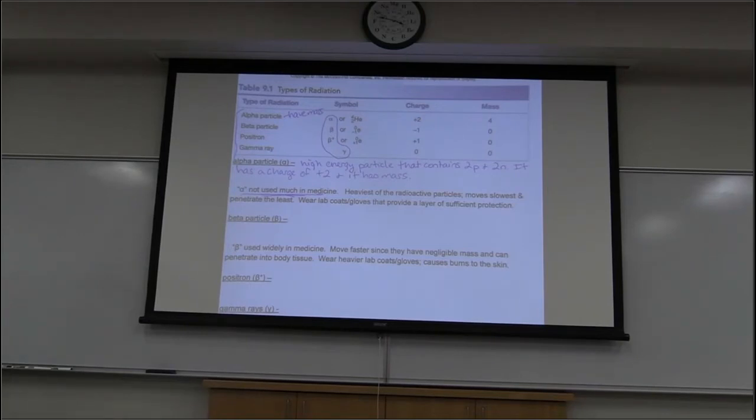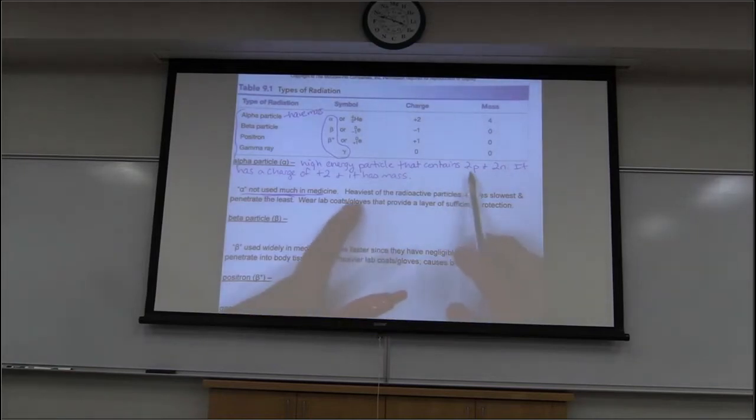So I do want you to know it is an alpha particle. I want you to know that it is a type of radiation, but it is not something that's going to be used in medicine. As far as having you memorize the words high energy particle that contains 2 protons and 2 neutrons and it has a charge of +2 and has mass, no, I don't expect you to memorize all that. Yes, I want you to know it has mass. Yes, I want you to know it's not used much in medicine. So then you say, well, why did you even write this? I wrote it as a review for last day.